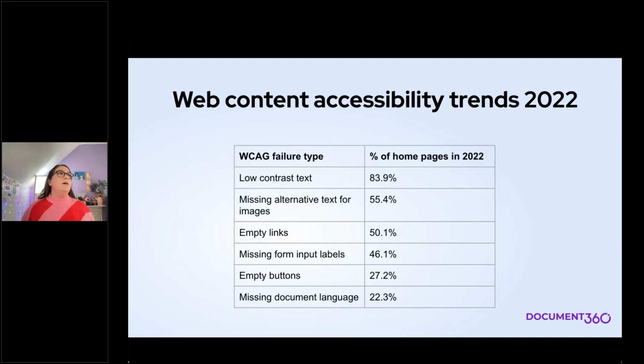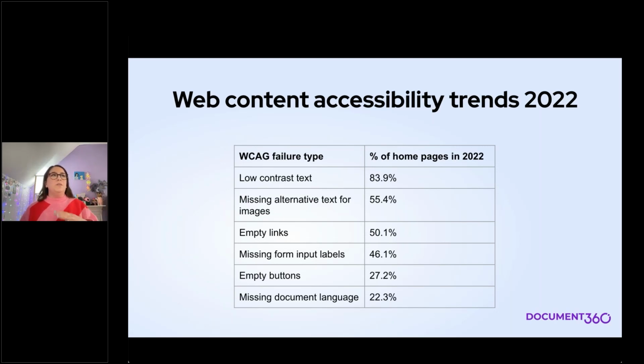And then next, let's talk about the web content accessibility trends for 2022. WebAIM conducts an annual accessibility evaluation of home pages for the top 1 million websites. What they found is, on average, 5.3 of all homepage elements had detected accessibility issues, meaning users with disabilities could expect to see errors in 1 in every 19 home pages that they interacted with.